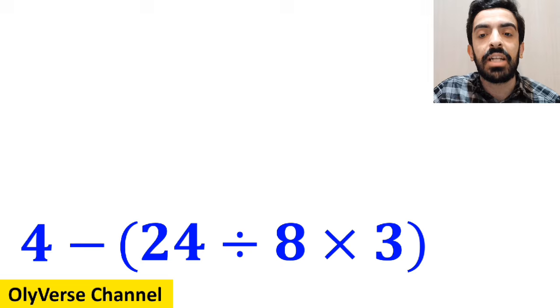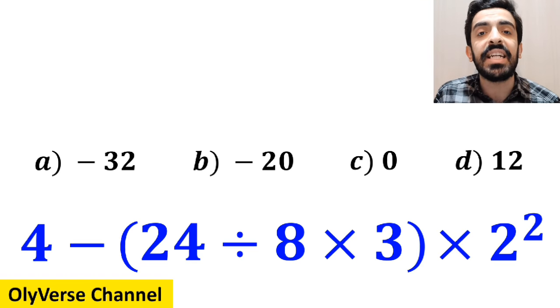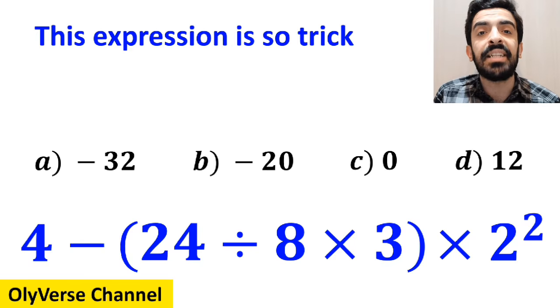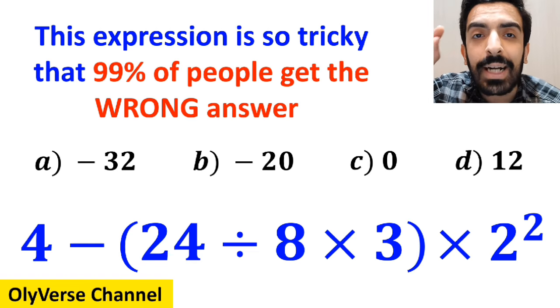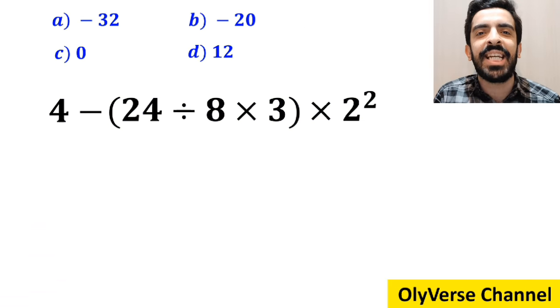What is the value of the expression 4 minus (24 divided by 8 times 3) multiplied by 2 squared? Which option do you think is the correct answer to this question? This expression is so tricky that 99% of people get the wrong answer. Let's go through this question step by step and solve it together.